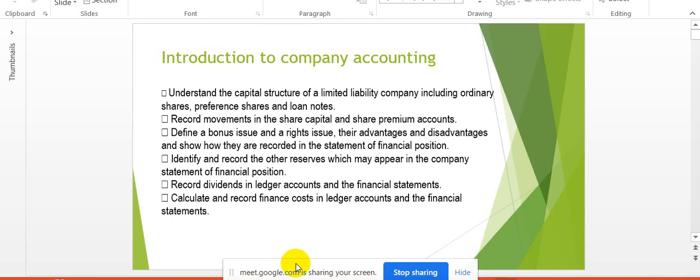We'll define what a bonus issue and the rights issue is, as well as the advantages and disadvantages. Then we're also going to show how they are recorded in the statement of financial position. We'll also look at other reserves which may appear in the company statement of financial position. Then we'll record dividends in the ledger and the financial statements. Then finally we'll calculate and record finance costs and ledger accounts in the financial statements. You notice that most of what we'll be discussing is centered around the statement of financial position.